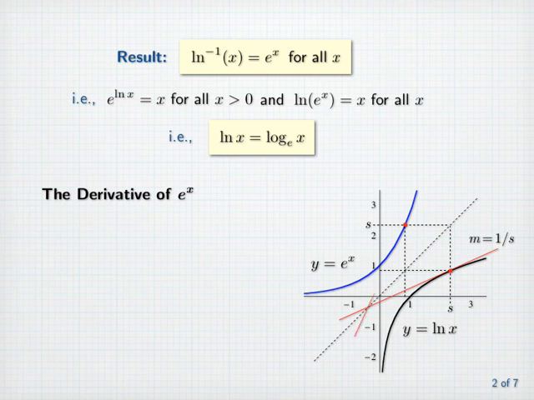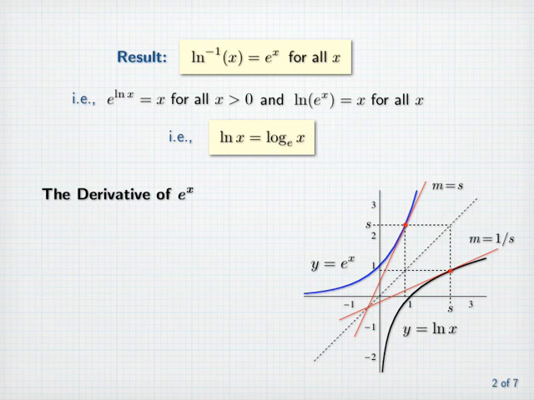Now, the tangent line to the graph of e to the x at the point with y-coordinate s is the reflection of the tangent line to the graph of natural log of x at s about the line y equals x, and so the slopes of the two lines are reciprocals of each other. Thus, the slope of the tangent line to the graph of e to the x at the point with y-coordinate s is 1 over 1 over s, or s, but s equals e to the x-coordinate of that point. In other words, the slope of the tangent line at x is equal to e to the x. So the derivative of e to the x is e to the x.